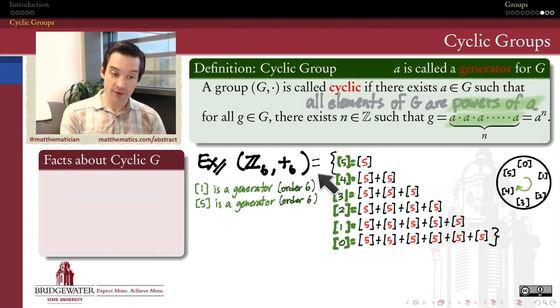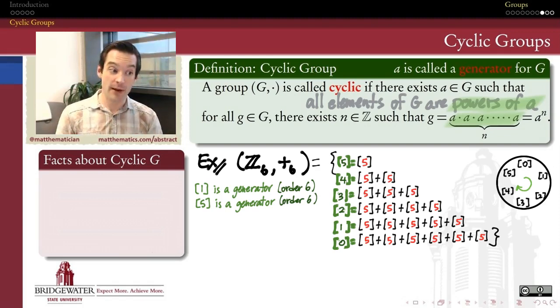And its order is also 6, because the first, second, third, fourth, and fifth powers of 5 are all not the identity element, but the sixth power is. And so you might say, well, this is great. Now we have 2 possible choices for generator inside of this cyclic group. Are there others? It turns out that for this group, the answer is no.